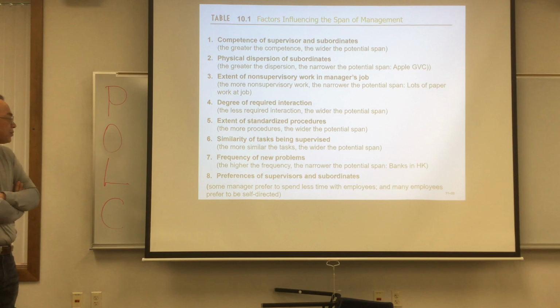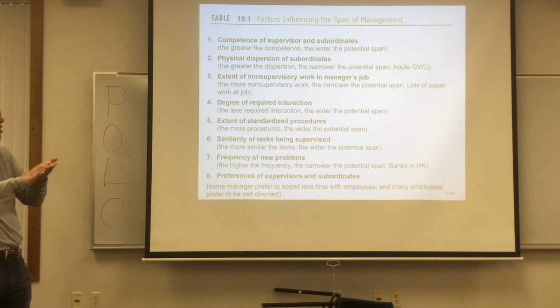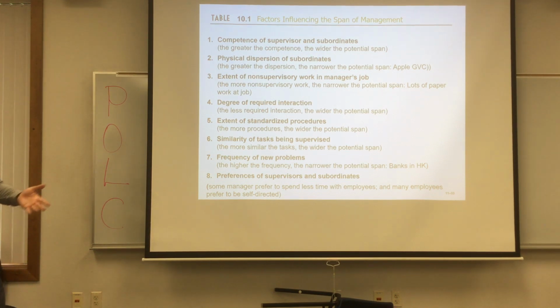The fourth one is the degree of required interaction. The less required interaction, the wider the potential span. As I said before, I visited quite a few computer assembly factories in China. Normally you do not have too many managers there, but you have a lot of assembly workers. The reason is that the machines do the main part first, and the individuals just do their own part. So a manager can see more operators, frontline workers.